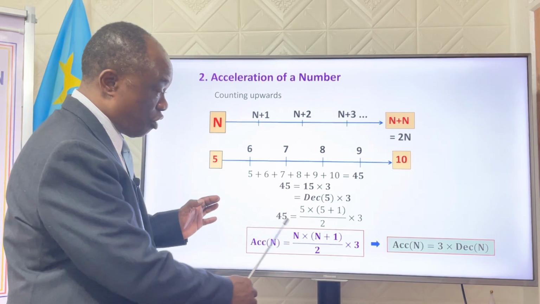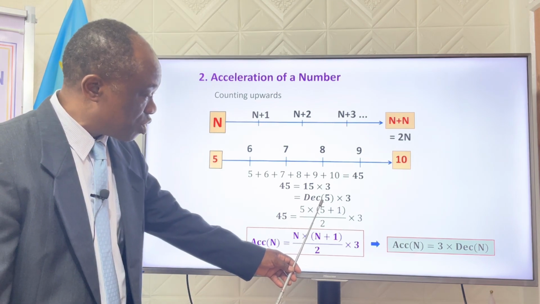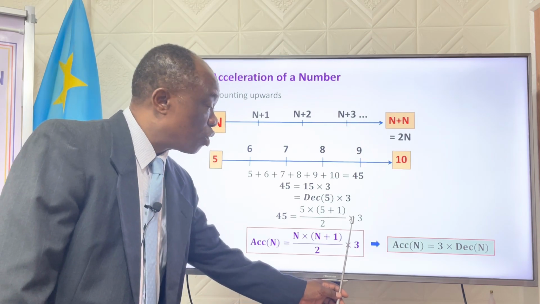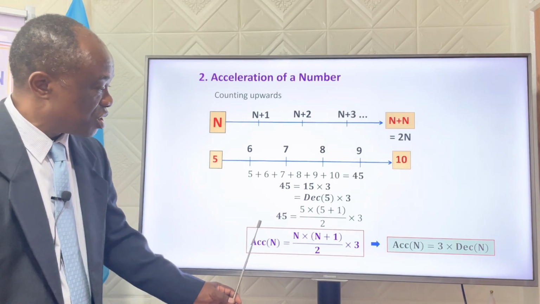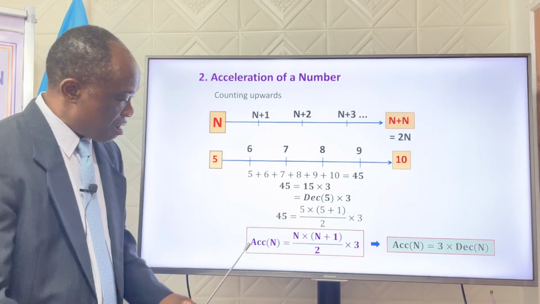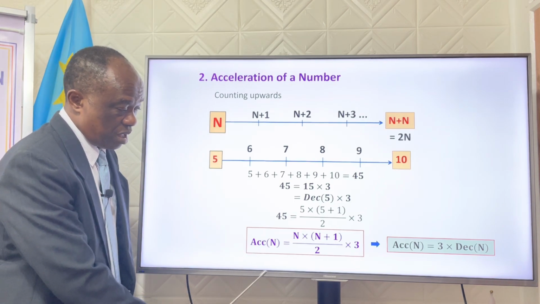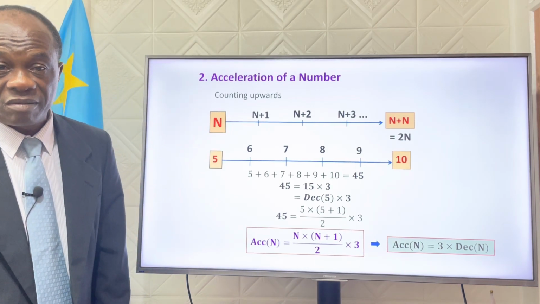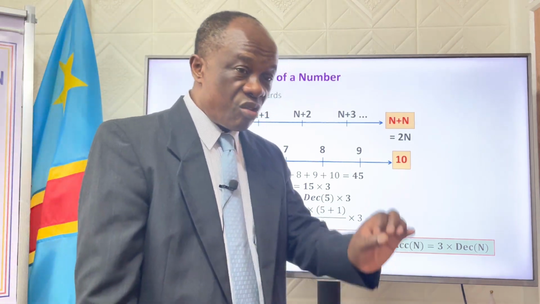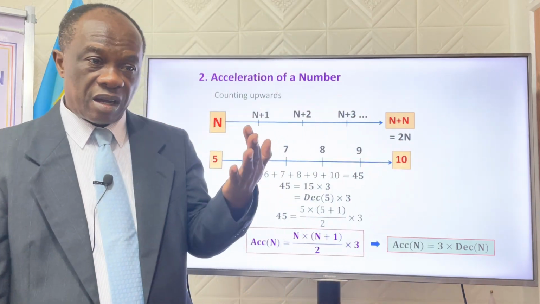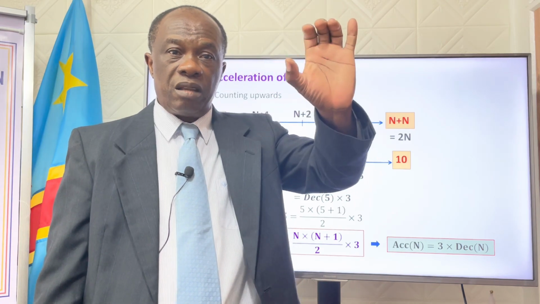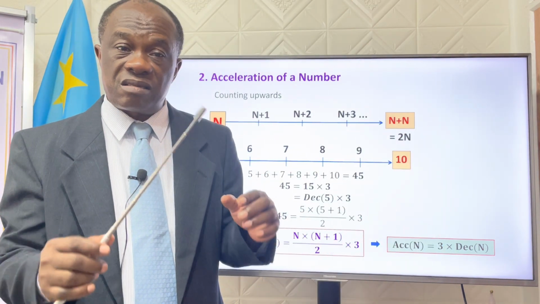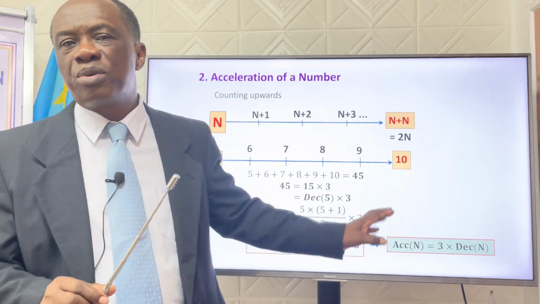So we applied the formula of the deceleration here, because the deceleration of 5 is 5 times 5 plus 1 divided by 2. Then we have to multiply that by 3. That's what gives us the 45 here. As a formula, of course, the acceleration will be n times n plus 1 divided by 2 multiplied by 3. It's very simple as that. All you have to know is that if you get the deceleration, for example, the deceleration is 9, for you to get the acceleration, you have to multiply that by 3. So it will be 27. That's strictly like that. For all the numbers, you get the answer.